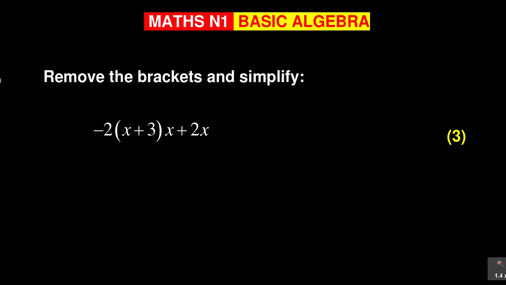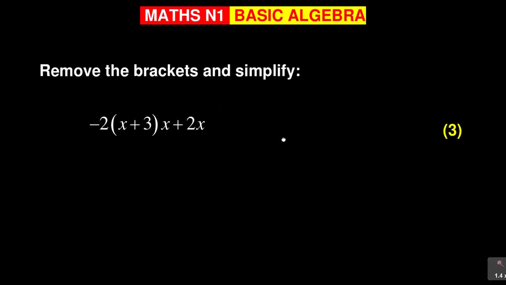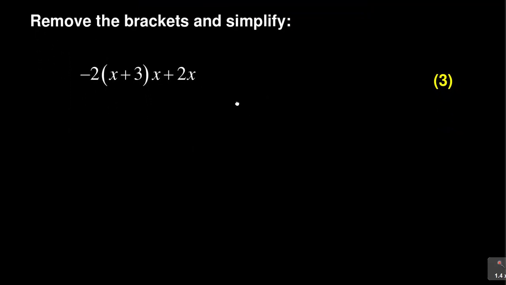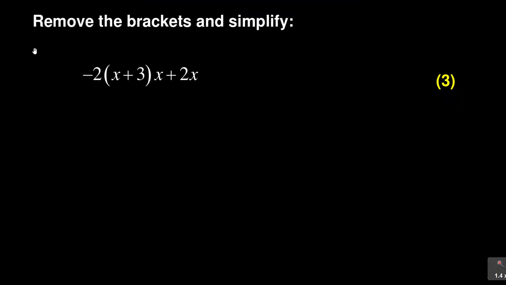Now, quick one, as I say, this is a short lesson. I just want to bring you the basics. This is the question here. It says we need to remove the brackets and simplify. Look at this question. It's from a previous paper in Mathematics N1, and it says, number one, I must remove the brackets. So that's the first part. After removing the brackets, I need to go on and simplify. So it's 3 marks, but you need to be careful to know exactly what to do in that case.